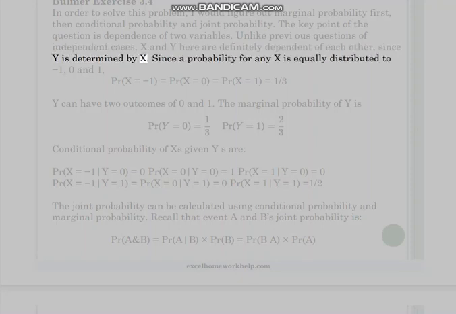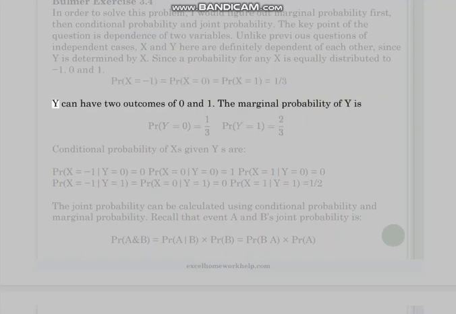since Y is determined by X. Since the probability for any X is equally distributed to -1, 0, and 1, Pr(X=-1) equals Pr(X=0) equals Pr(X=1) equals 1/3. Y can have 2 outcomes, 0 and 1.